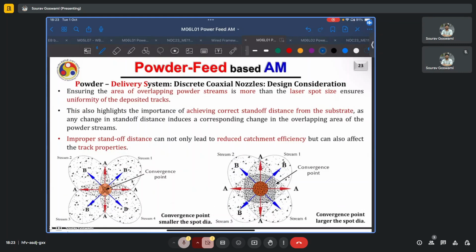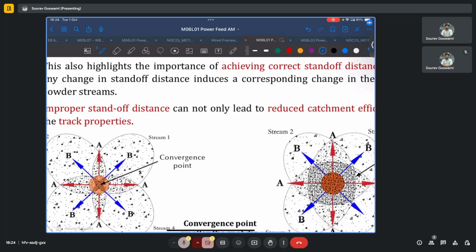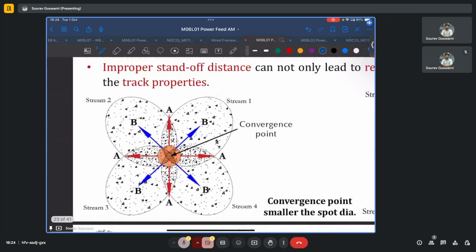Now, there are several design considerations when we are designing such a powder feed based additive manufacturing process, or in certain cases, when we are trying to design some new nozzle which may provide some additional functionality over the prevalent types. Now, ensuring the area of overlapping powder streams is more than the laser spot size ensures the uniformity of the deposited tracks. So here we have two cases. I will just enlarge this image for easier visualization.